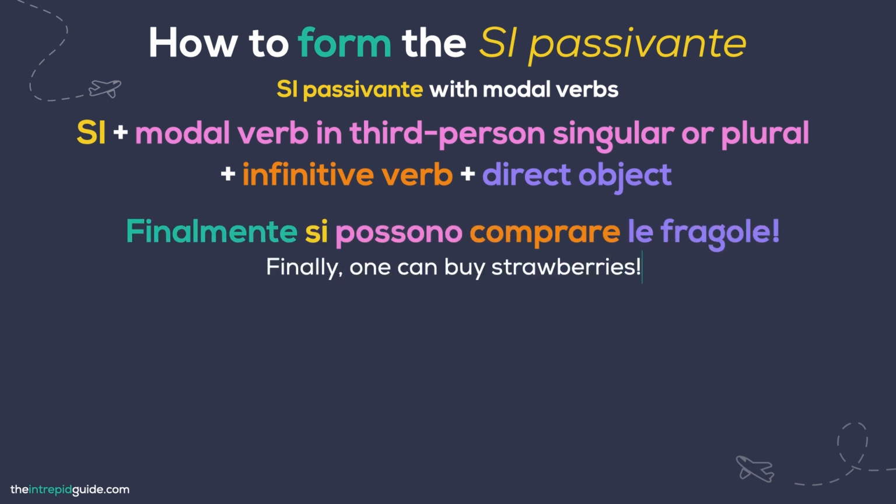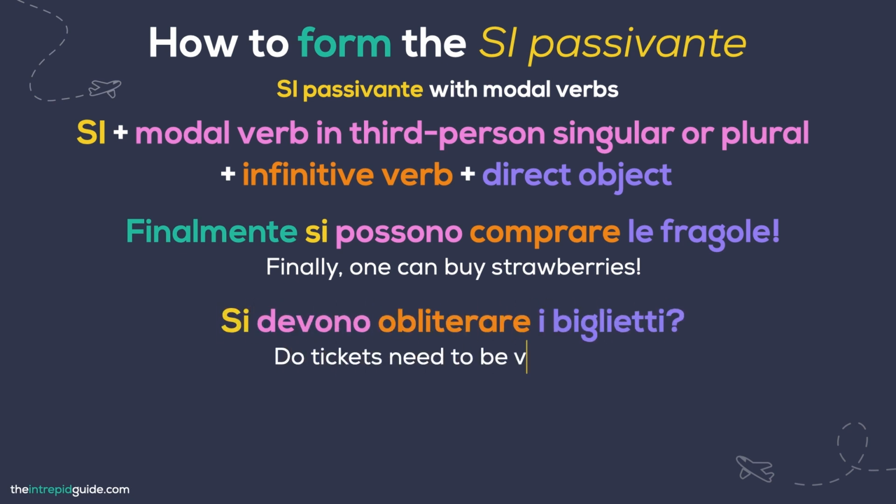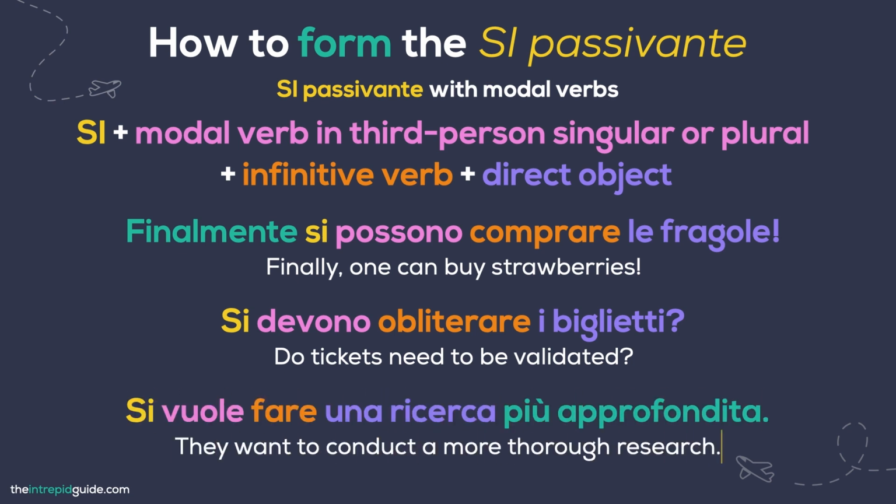Finalmente si possono comprare le fragole. Finally, one can buy strawberries. Si devono obliterare i biglietti? Do tickets need to be validated? Si vuole fare una ricerca più approfondita. They want to conduct more thorough research.